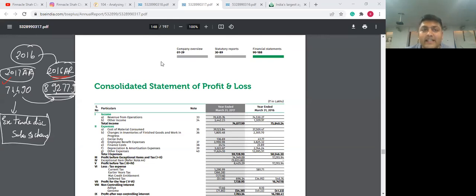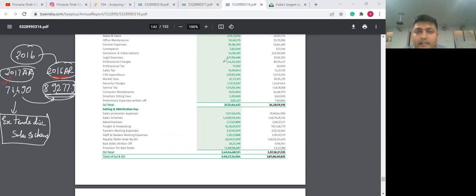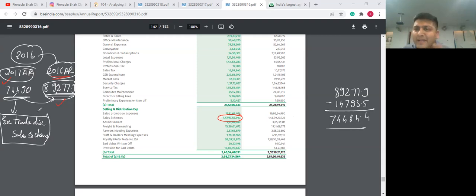Let's see if we subtract the sales scheme discount figure, which is present here, from the revenue figure reported, do we get the revenue figure more or less reported in 2017's annual report? All right, so let's do the maths. 89277.9 minus, if you were to convert it into lakhs, 14793.5. I know I'm going old school here, so bear with me. So 74484. Very much close, right?